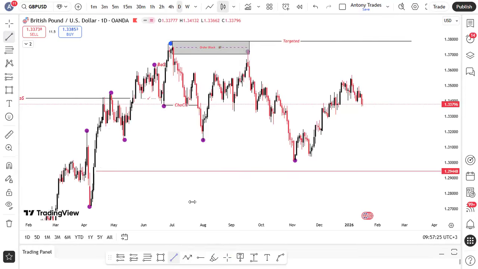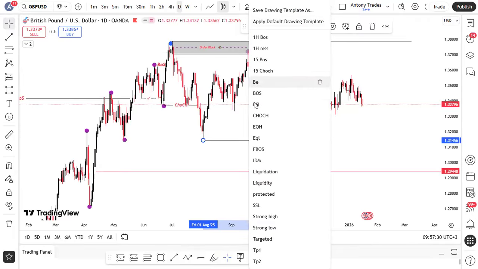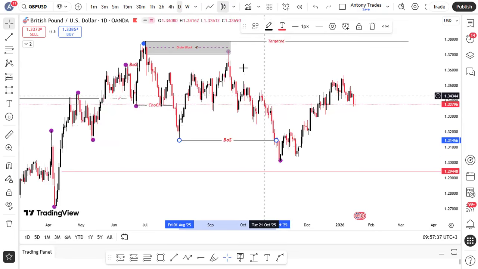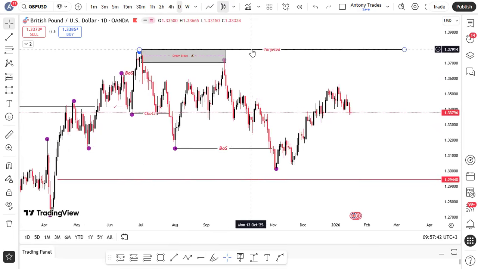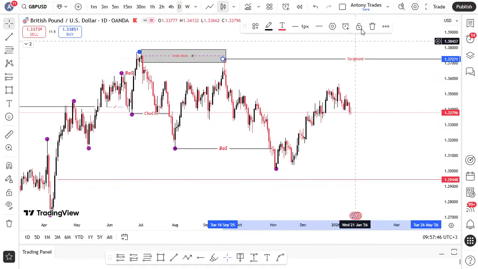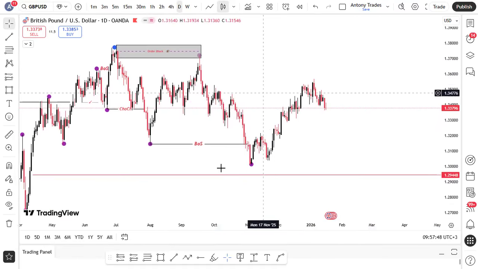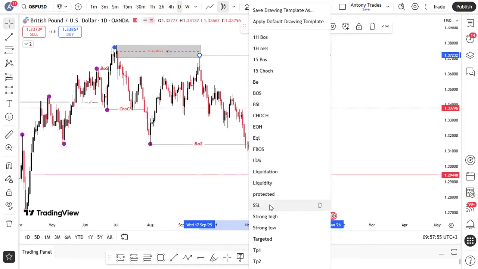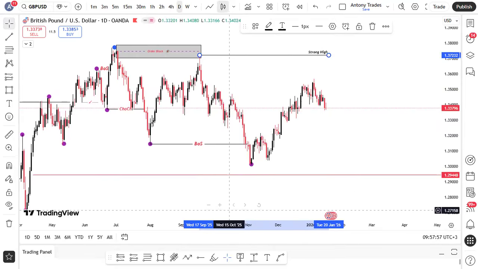After that, the market gave us this break of structure to the downside. So after this break of structure, this is our swing point now. Then this is our swing high. That being said, now we can change this. We can remove this one for now, and we can remove that one for now. And then this one will be our strong high as of now. That is our strong high.